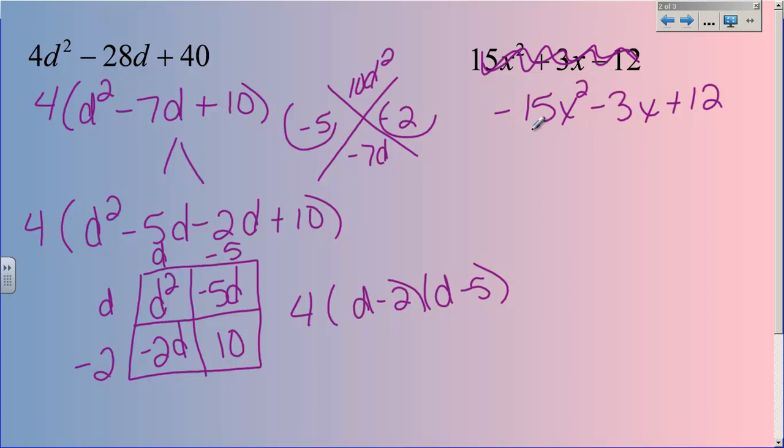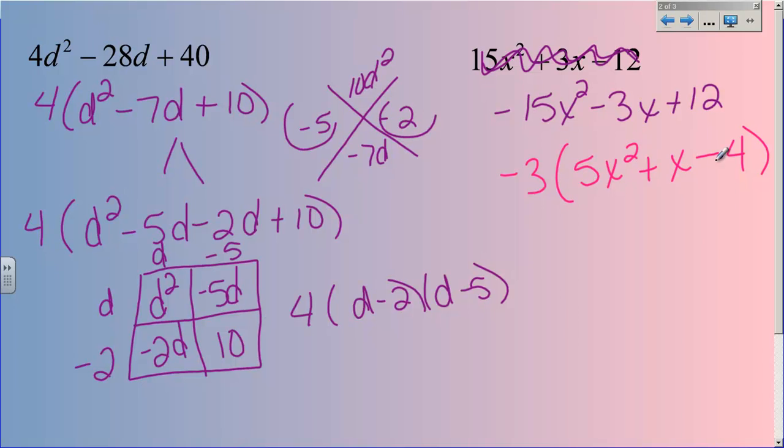So my GCF for 15, 3, and 12 is 3, but it's going to be a negative 3 because I want that negative to go away. So that's going to change all my signs when I write them down for the polynomial that is left over. Negative 3 times 5 gives me negative 15, so I have 5x squared. If I want to have a negative here in my answer, I'm going to have a plus sign here. Negative 3 times 1x gives me negative 3x. And then if I want this to be positive, a negative and a negative makes a positive, so this is going to have to be negative 3 times negative 4 makes positive 12.